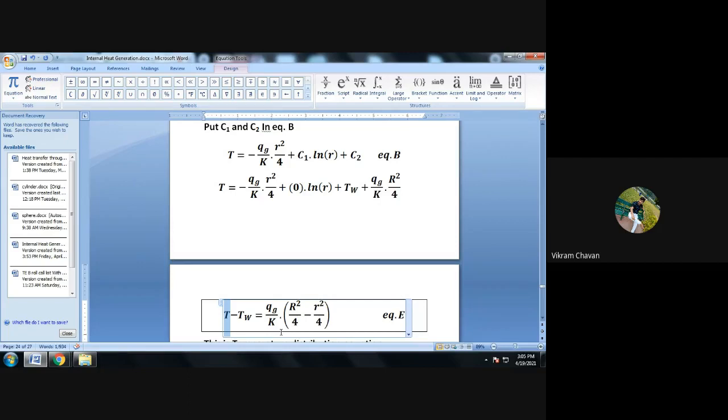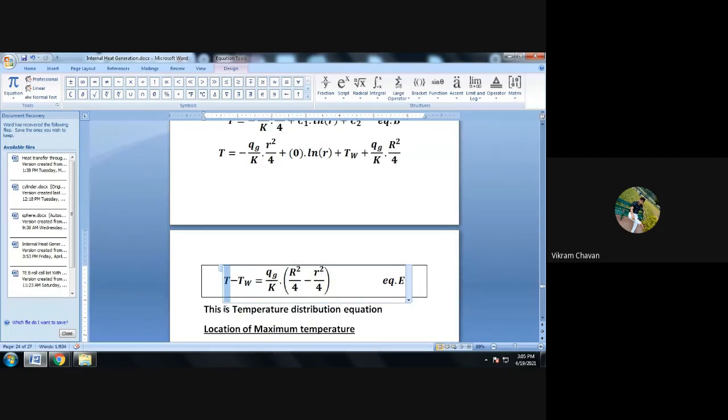Okay, so T minus Tw is equal to Qg divided by K multiplied by r square divided by 4 minus capital R square divided by 4 minus small r square divided by 4. Or you can take common 4 also, no problem. So Qg divided by 4K multiplied by, in bracket, capital R square minus small r square. So this is our temperature distribution equation.